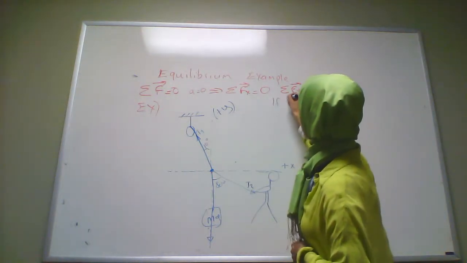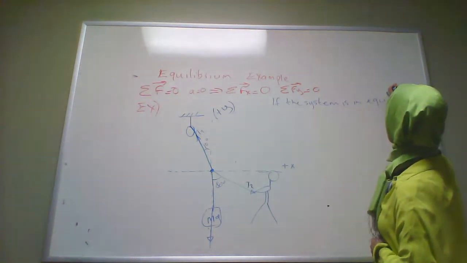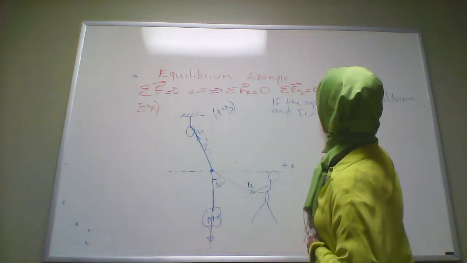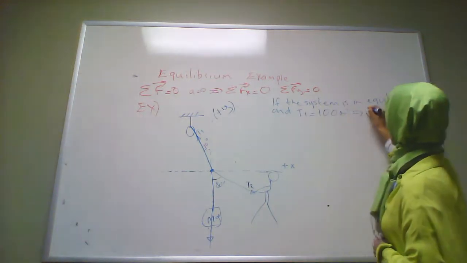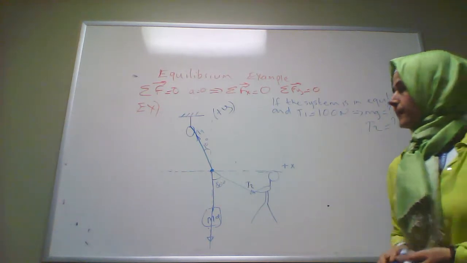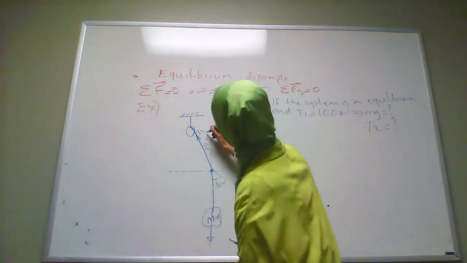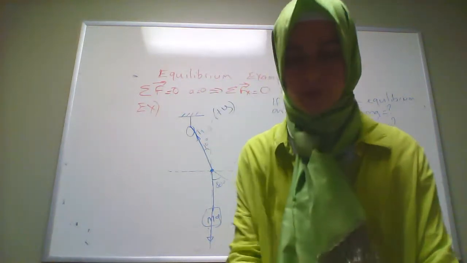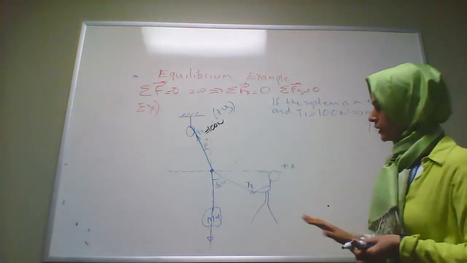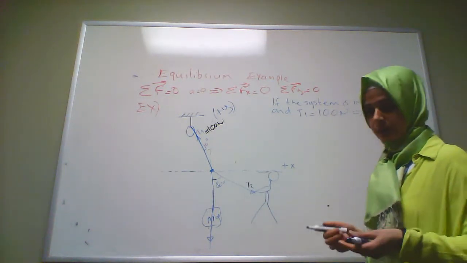If the system is in equilibrium, and T1 is equal to 100 Newton, what are the values of mg in Newton and T2 in Newton? This is the question. So a person is pulling a mass, and the tension on this rope, T1, is 100 Newton. This one is not working. This is 100 Newton. We don't know the rest of the forces, but we know the arrangement of the forces and their angles, so we can solve for the system. We also know the system is in equilibrium.